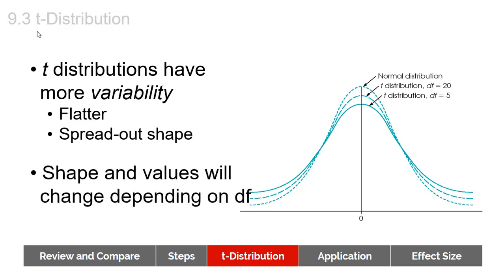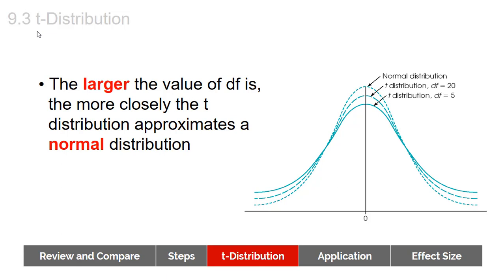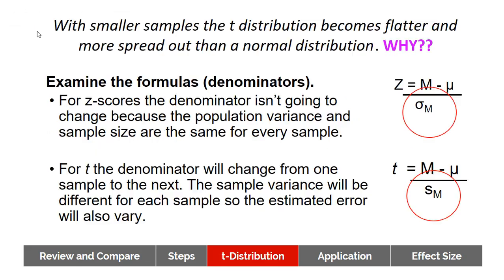The shape and the values of the t-distribution will change depending on the degrees of freedom. The larger the value of degrees of freedom, the more closely the t-distribution approximates a normal distribution. So lower sample sizes are going to be less like the normal distribution. With smaller samples, the t-distribution becomes flatter and more spread out than a normal distribution.